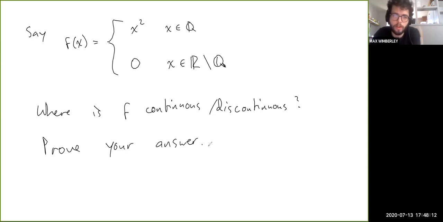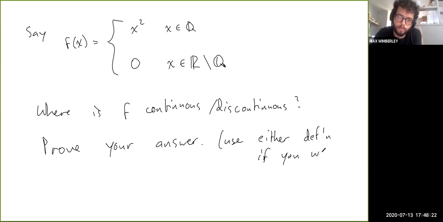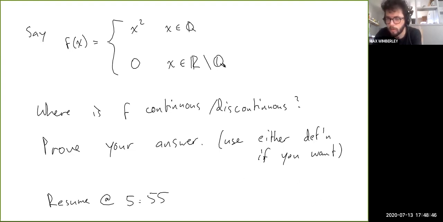Okay. And you can use either definition if you want. So the limit one or the epsilon delta one, whichever one you prefer, you can use. Okay. So let's just take another like 7 minutes or something. It shouldn't be super long, hopefully. All right, so I'll let you guys go back in the little room.